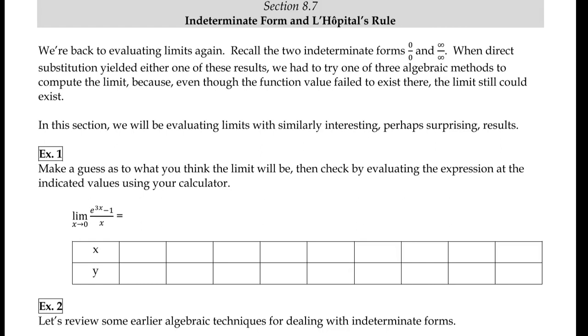Let's go back to the beginning of school. Do you guys remember this indeterminate form, 0 over 0? And we also have infinity over infinity. And this meant direct sub really was no help to us. And we had three algebra things that we used. Try to remember what they are.